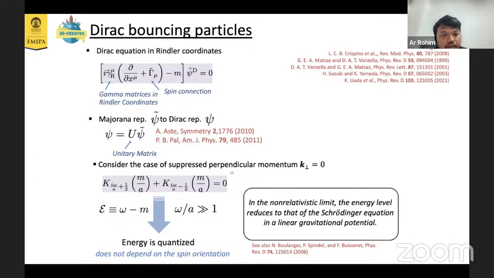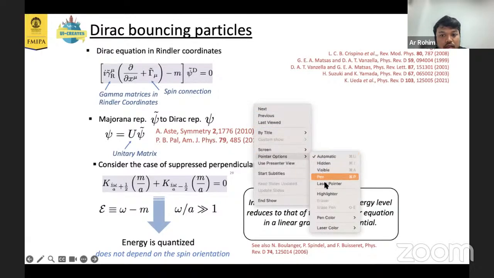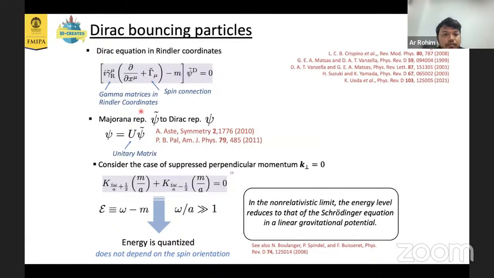As I may have already mentioned, you can work in any representation, but in this work we first discuss using the Majorana representation. So C tilde here is the solution in the Majorana representation, and you can transform the solutions to another representation, for example the Dirac representation. The solution for the Dirac equation in Rindler coordinates can be found in several references, for example in this work.